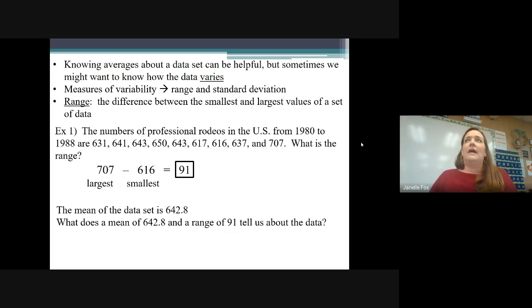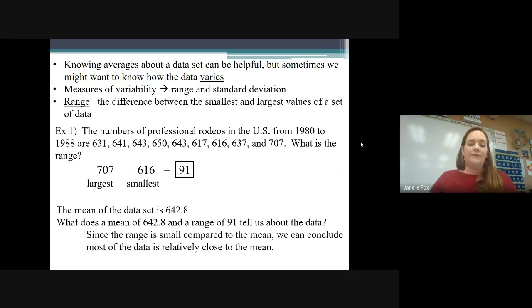Maybe we would write down that, since the numbers are kind of big but the range is small, all the numbers are close to each other. So I wrote down, since the range is small compared to the mean, we can conclude that most of the data is relatively close to the mean. If we pretended the mean was still 642.8 and the range was like 500, whoa, then you would say, wow, that data is really spread out and not very compact. Right now our data is pretty compact.